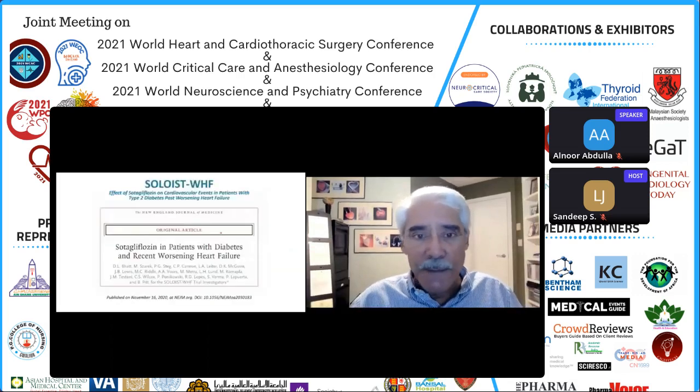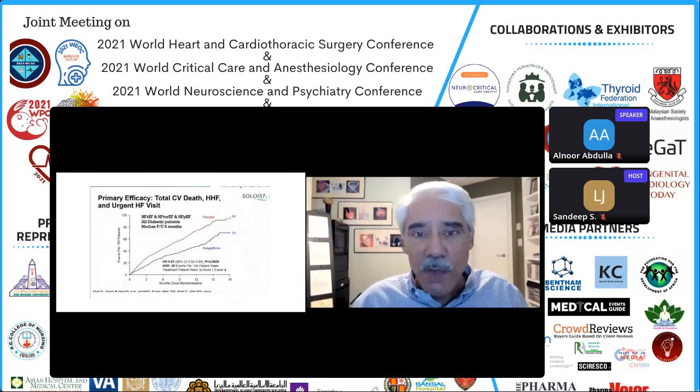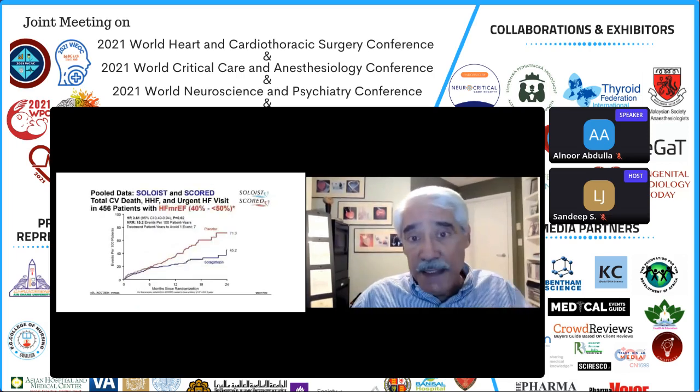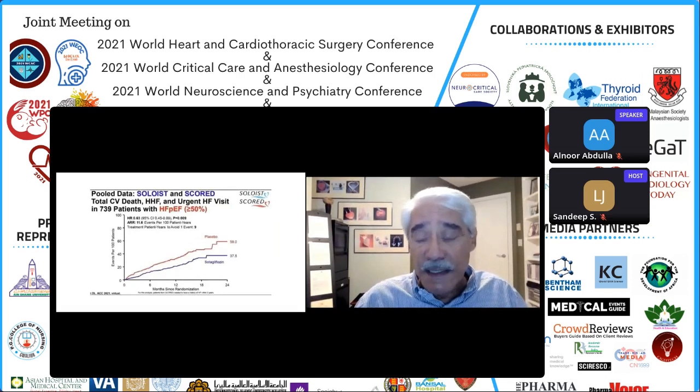But what about heart failure? Well, the SOLOIST trial was the one which used sotagliflozin, which is a dual SGLT blocker. And within a median follow-up of 9 months, there was a statistically significant improvement in these diabetic patients with regards to cardiovascular death and heart failure hospitalization. And the biggest finding was that it not only worked in heart failure with reduced ejection fraction and heart failure with mildly reduced ejection fraction, but it worked in heart failure with preserved ejection fraction. And for the first time, we had a drug that showed significant benefit in heart failure with preserved ejection fraction, so-called HFpEF. And this is the data in mildly reduced ejection fraction, and this is the data in preserved ejection fraction.